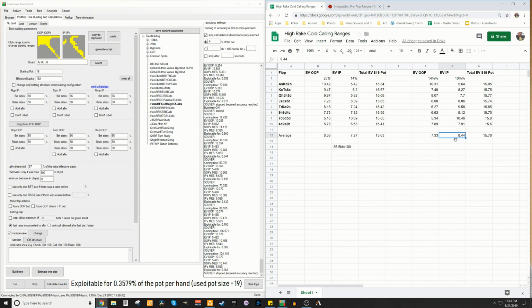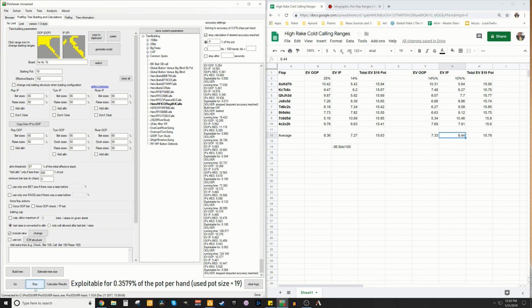So, make sure that you are thinking about rake in your own games. I know that might be a little nebulous unless you have a lot of charts and data in front of you to be able to run this similar analysis, but at the same time, just be extremely wary of any coach that is giving you pre-flop advice and they are not talking about rake, because if that is the case, it's highly likely that those guys are not talking about the right ranges.